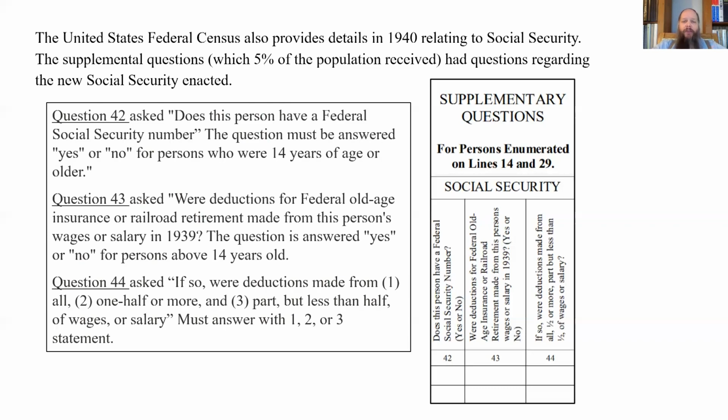Whether or not the individual had a number, yes or no. All of these had to be answered. Whether or not there was old age insurance or railroad deductions made as a result of the benefits received, or whether or not it was part or full benefits. This was all asked as part of the questionnaires found on the application and the form of the federal census.